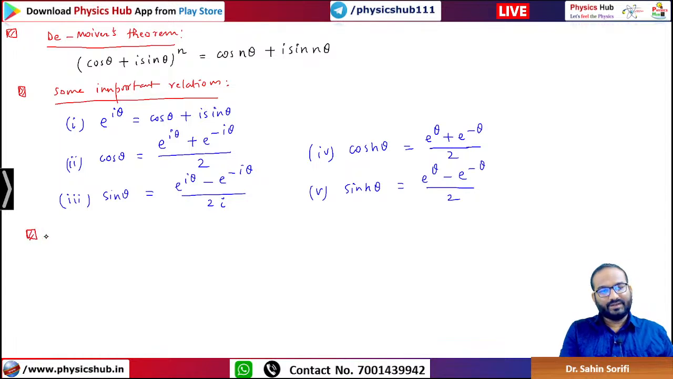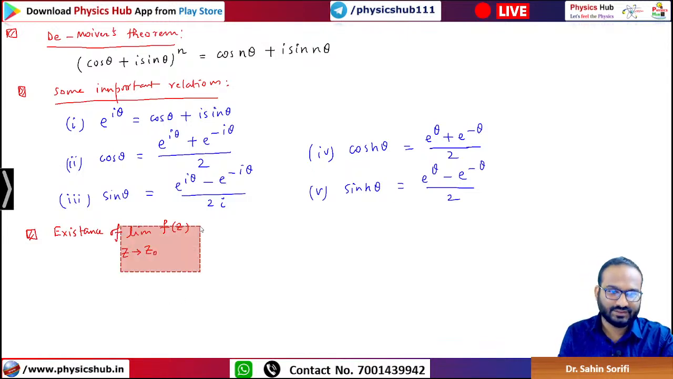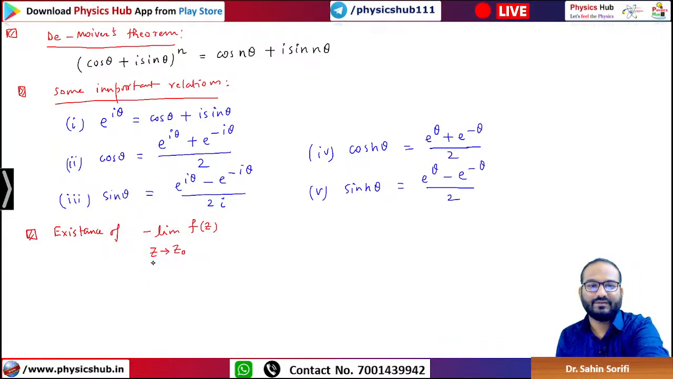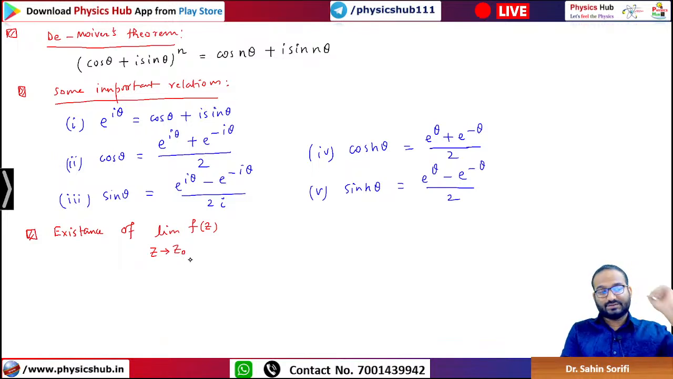Now, if we take a limit of a complex function, let us say f of z, z tends to z0. So, what is the condition that this limit will exist? Existence of limit z tends to z0 f of z. Any idea, guys? What is the necessary condition for the existence of limit f of z, z tends to z0?